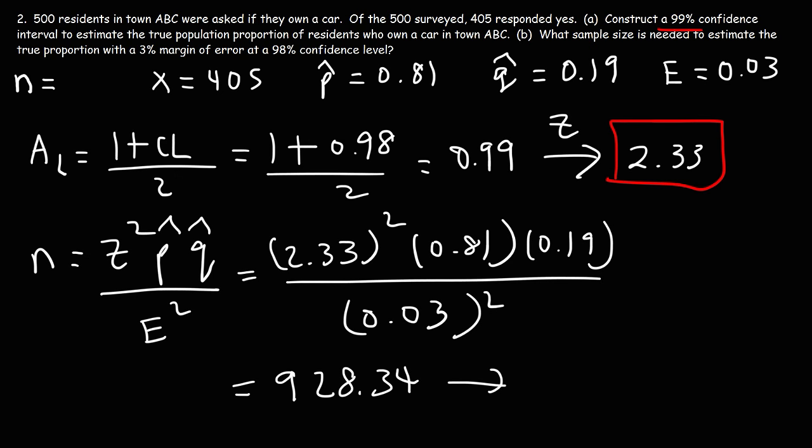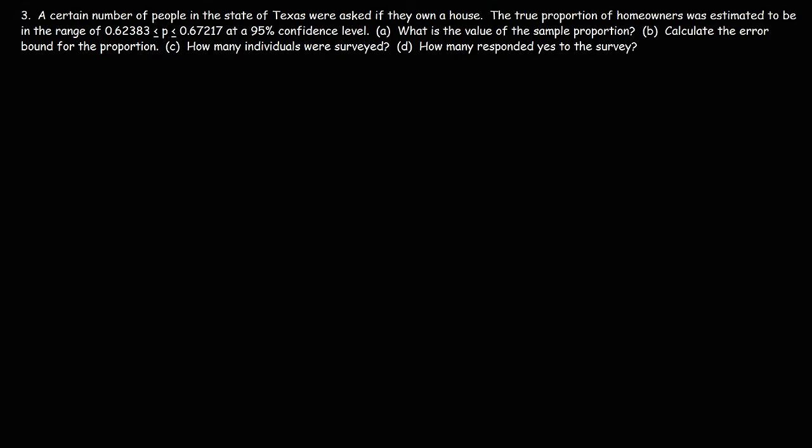So you should get 928.34, but we're going to round it to 929. So that is the sample size needed if we want to construct a 98% confidence level with a 3% margin of error using these values.